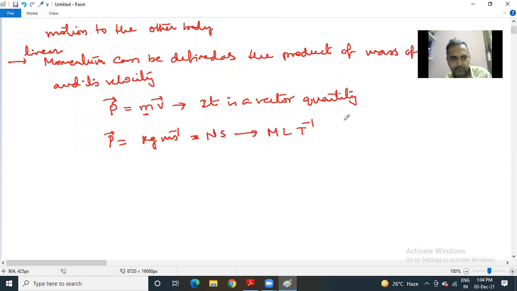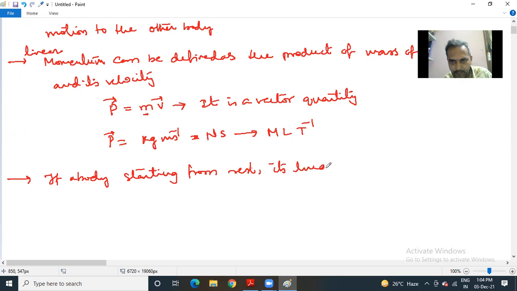Then, if a body starting from rest, its linear momentum is zero. The first point.